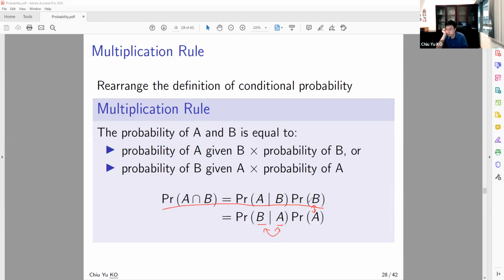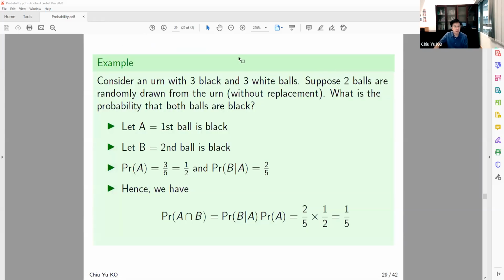So why is that important? Let's give an example of drawing balls. This is a very standard example in probability: drawing things from an urn. Now consider an urn, and we have 3 black balls. And then we have 3 white balls.